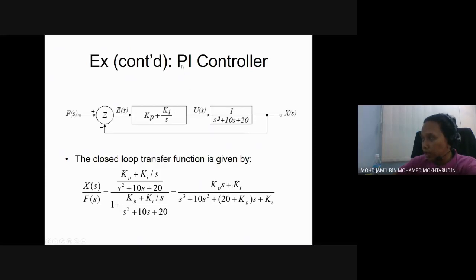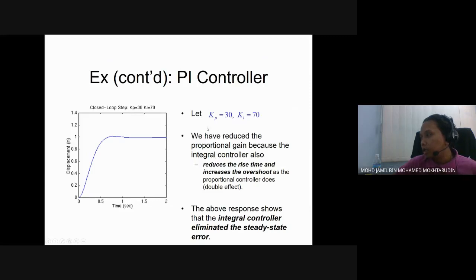Okay, now if you replace the D controller with an integral controller, so you use Ki over s instead, and you put some values for Kp and Ki, then you will see that the time response has reduced rise time and slightly increased overshoot. But you need to be aware that here Kp is 30. Just now Kp was 300. So if you put Ki, you must reduce Kp so that the overshoot is reduced.